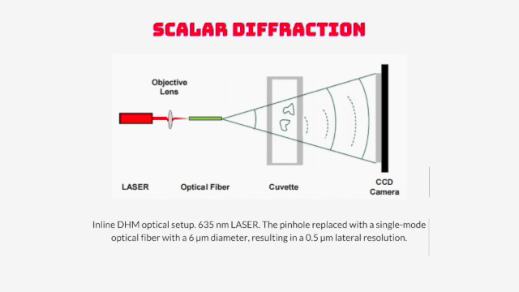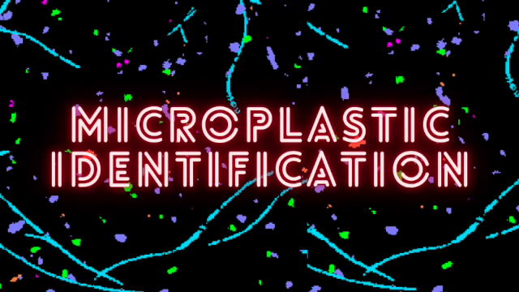Digital holographic microscopy is based on the classical holographic principle and uses scalar diffraction to create diffracted wavefront signatures of objects present under light. Here you'll see an inline DHM optical setup running the process of scalar diffraction, and includes a 635 nanometer laser and a single-mode optical fiber with a diameter of 6 micrometers and a lateral resolution of 0.5 micrometers, which essentially replaces a conventional pinhole.